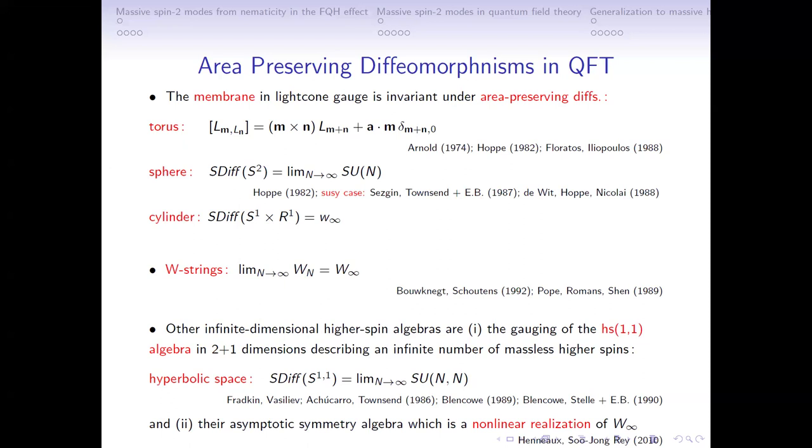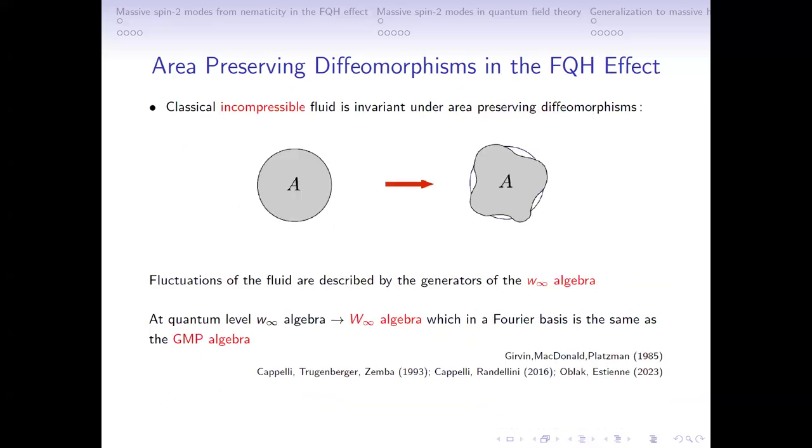And it is remarkable because in the fractional quantum Hall effect, people also talk about area preserving diffeomorphisms. For instance, you have a circular droplet, and then you deform it while preserving the area, and you get all kinds of modes. In some sense, you can organize these modes as describing spin 2, spin 3, spin 4. You can associate these different modes with a small W infinity algebra, which at the quantum level becomes the W infinity algebra.